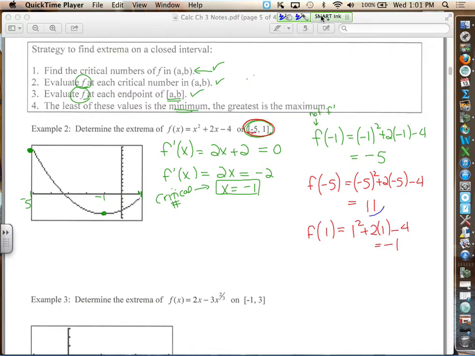And then I want to see which of these is the largest outcome. The largest outcome was 11. So that's going to be my maximum. That's my y-coordinate. When x is negative 5, my height is 11. So that was a max.